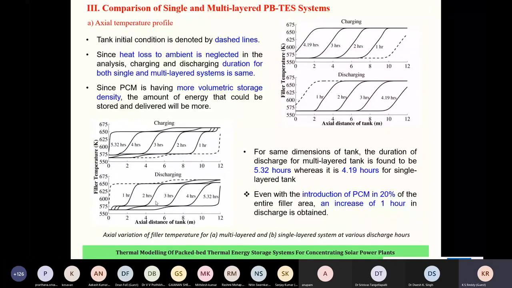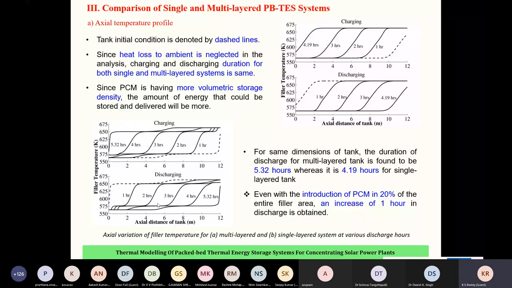And we can also see a comparison of single and multiple layered tanks. You can see here axial temperature distribution has been carried out, considering initial conditions, because initially it's a dotted line, you can see that, and as time progresses, the curves move from the other end. For the same dimensions of the tank, the duration of discharge for the multiple layered tank is found to be 5.32 hours, whereas it is 4.19 hours in the case of the single tank. So even the introduction of PCM in 20% of the entire filler material increases the discharge time by about 1 hour. That means we are increasing discharge time so that we will have better operating conditions.